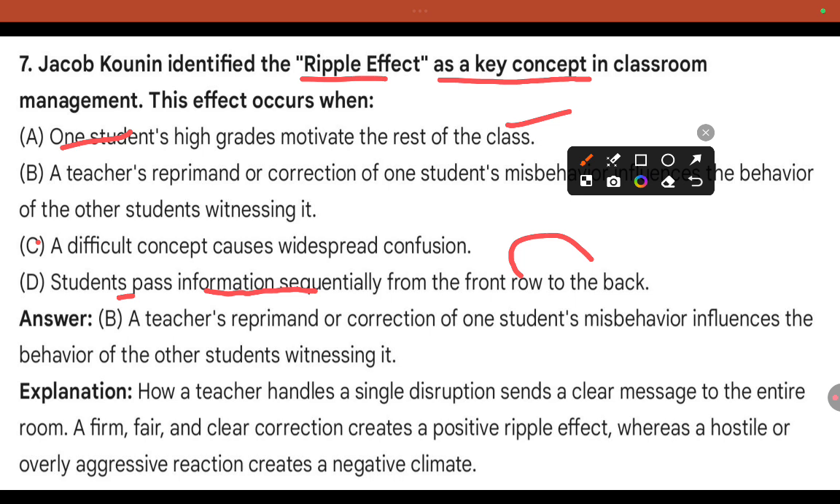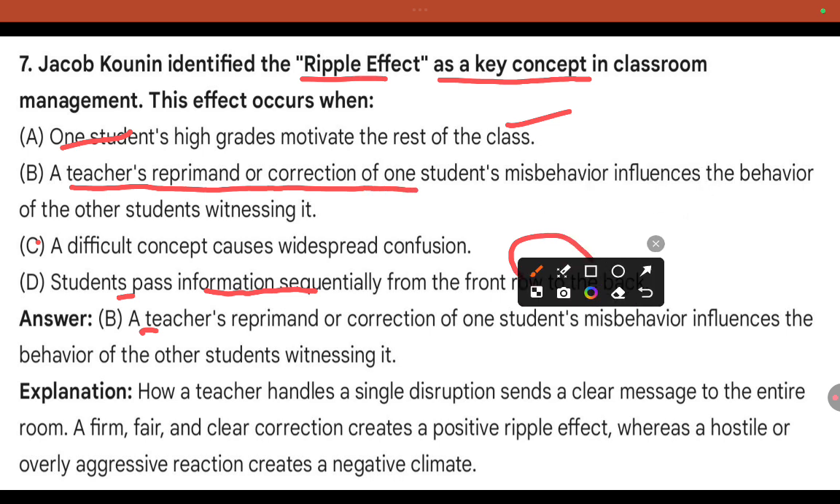What is that? Jacob Kounin identified the ripple effect. What is the ripple effect? It is a concept in classroom management. This effect occurs when a teacher's reprimand or correction of one student's misbehavior influences the behavior of other students witnessing it. So that is the key point. How a teacher handles a single disruption sends a clear message to the entire classroom.